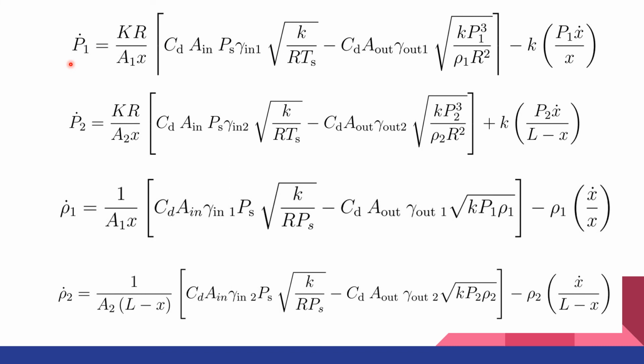Now here we have P1 dot and P2 dot, which are the energy conservation equations for chamber 1 and chamber 2 respectively, followed by rho1 dot and rho2 dot, which are the mass conservation equations for the two chambers. Solving all these 6 equations together gives us the values of these variables.